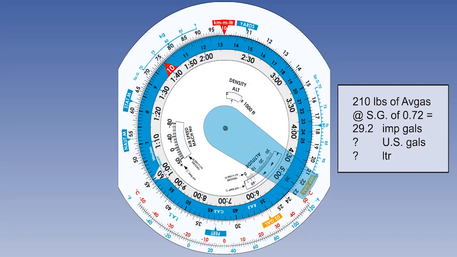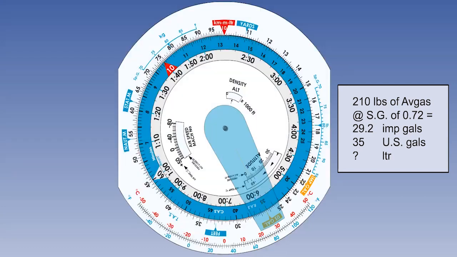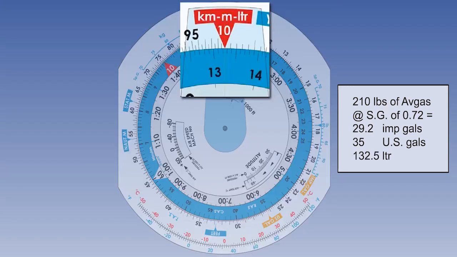Once again, not moving the scales, move the cursor over the orange US Gal index and read off 35. This means that 210 pounds of gasoline at a specific gravity of 0.72 fills a volume of 35 US gallons. Still keeping the scales very firmly in their relative positions, move the cursor over the red km/m/LTR index on the outer scale and read off 13.25, which, according to our rough answer, means that 210 pounds of gasoline at a specific gravity of 0.72 fills a volume of 132.5 litres.